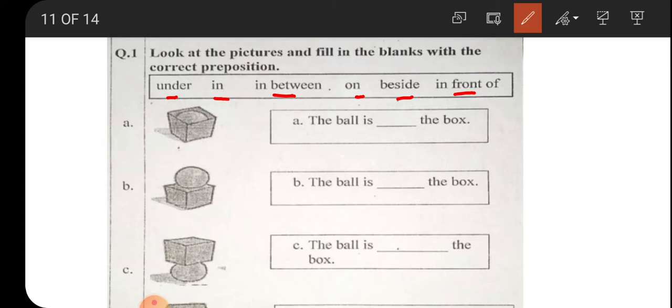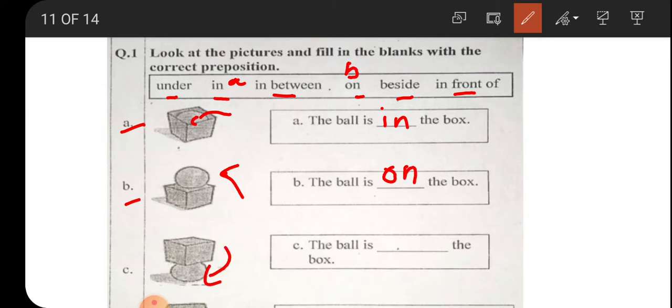Okay, let us begin. Come on, first one. The ball is dash the box. Okay, where is the ball? It is in the box. So in, we have finished. Okay. Now next, B. The ball is dash the box. Now ये ऊपर में है. So बेटा ये on हो गया. This A we have finished. This is B. That is on.